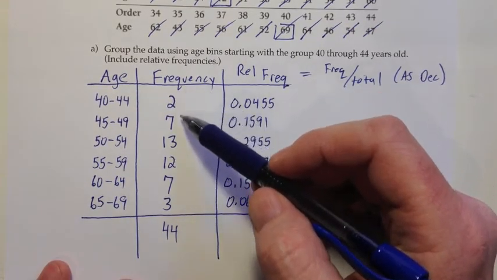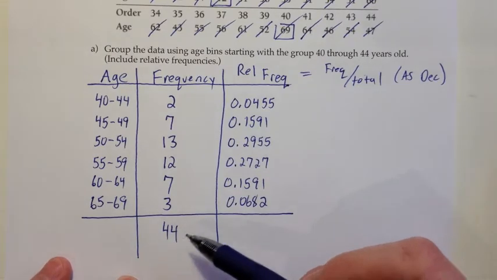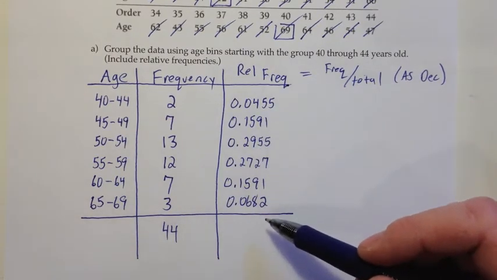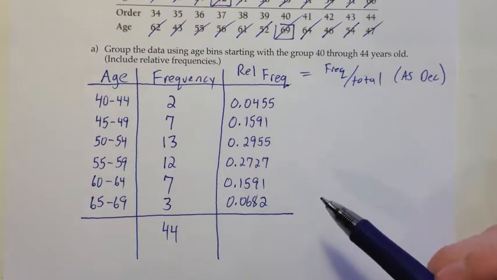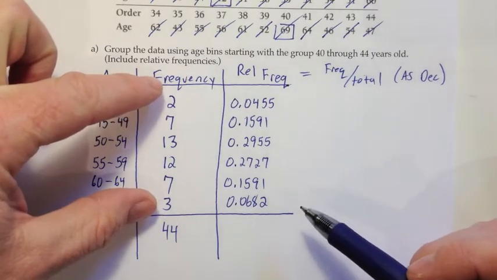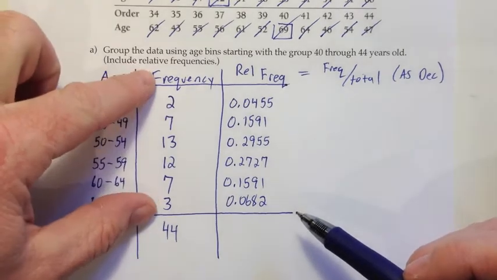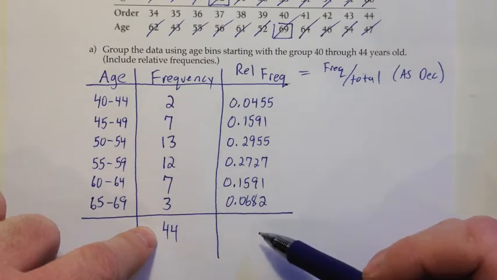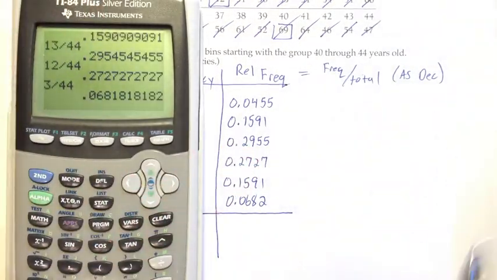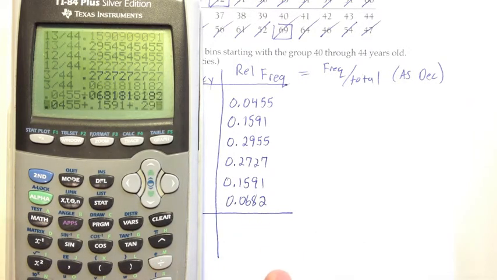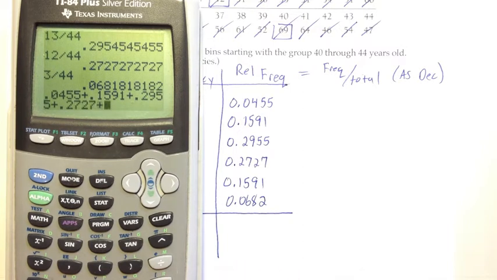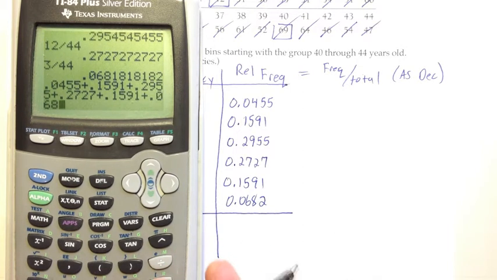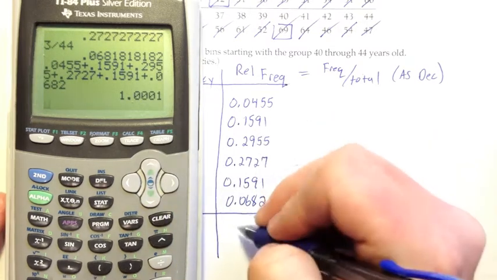Just like we want to add up the frequencies and make sure we get the right total, we'd like to add up the relative frequencies and make sure we get the right total there. And so if you think about what is the right total, it should end up being 44 in the numerators, and then all of them divided by 44. So this total should be 44 out of 44, or 1. So let's see if we get that when we add these up. So 0.0455, 0.1591, and so on. And I actually get something a little bigger than 1.